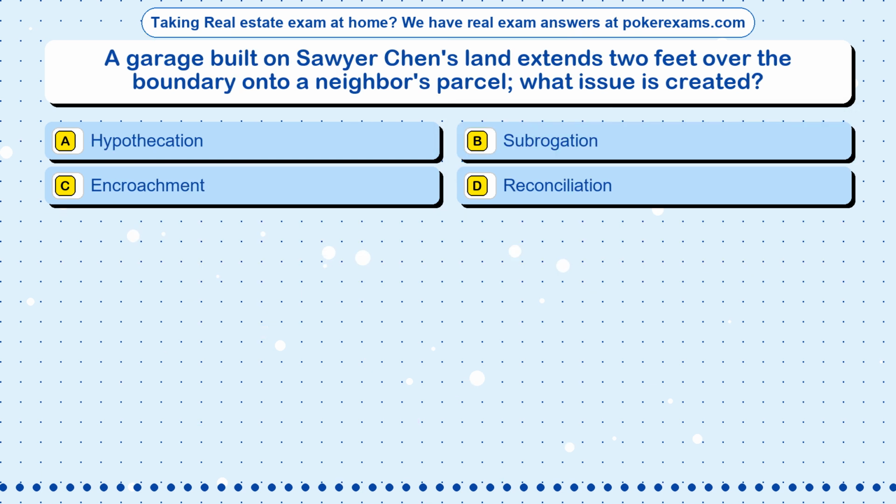Question 91. A garage built on Sawyer Chen's land extends 2 feet over the boundary onto a neighbor's parcel. What issue is created? Option A. Hypothecation. Option B. Subrogation. Option C. Encroachment. Option D. Reconciliation.